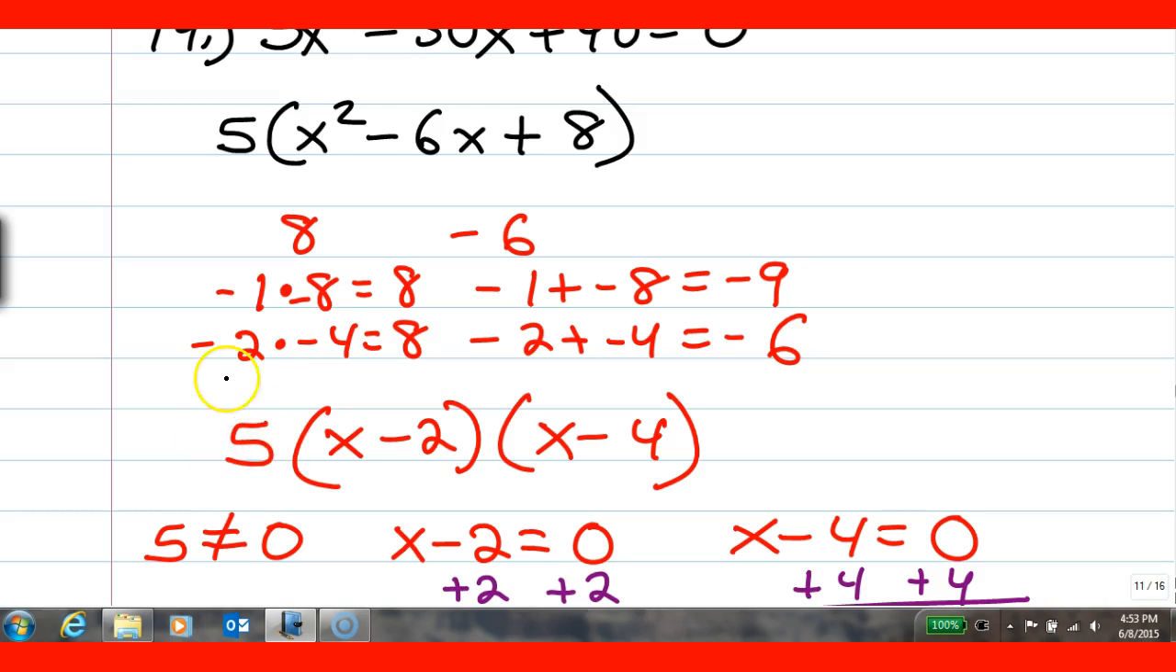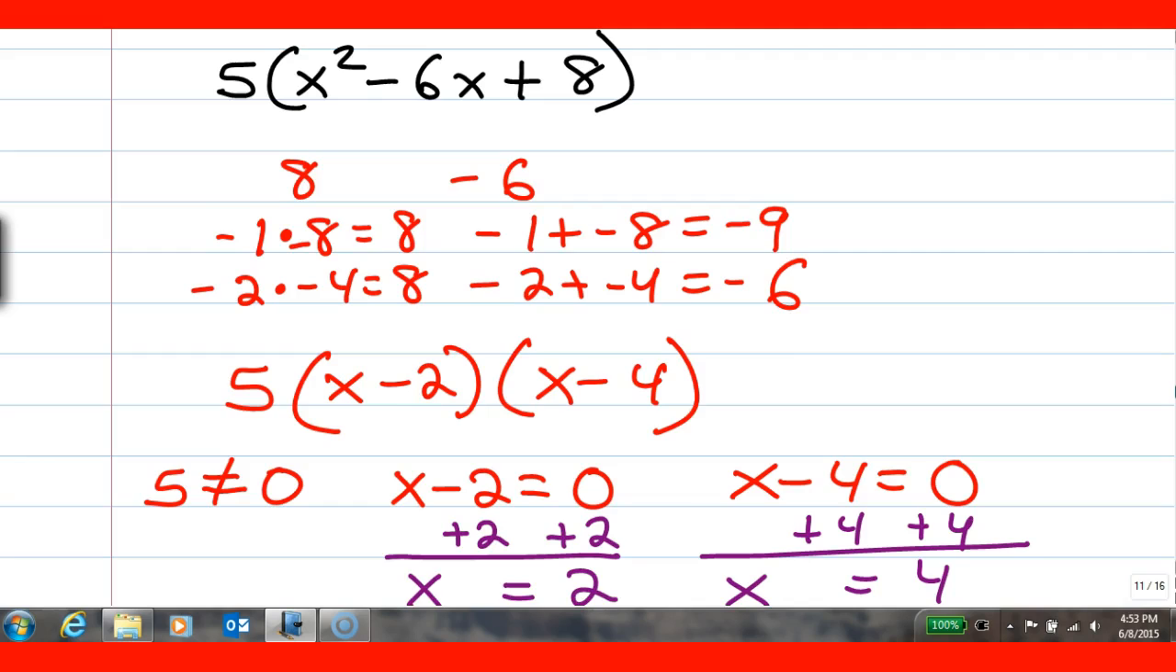I'm going to copy down my 5 that I factored out earlier. I'm going to set up my pair of binomials with an x in the first place on each one. Then I'm going to come back and take those factors that I found and add them into those binomials. So I'm going to add on to that x a minus 2. I'm going to add on to that x a minus 4. Now I have this thing factored.